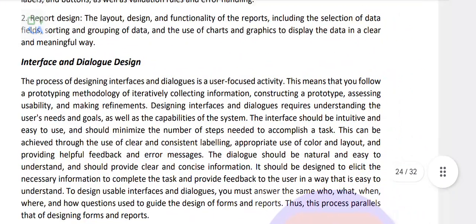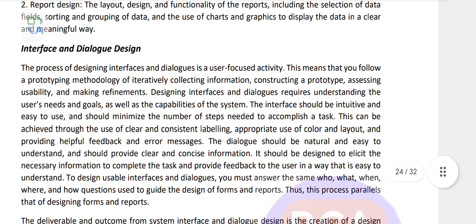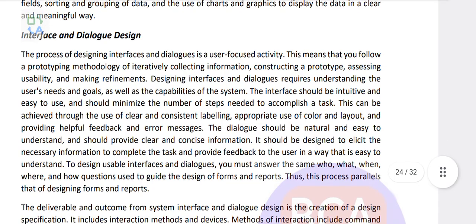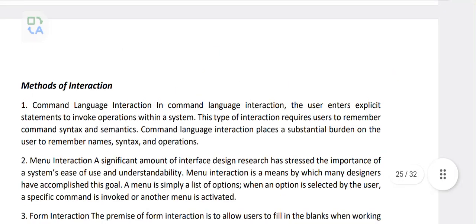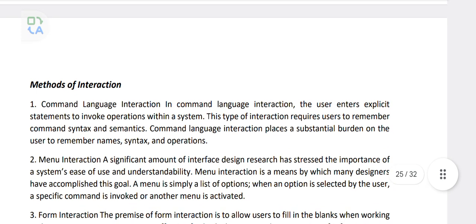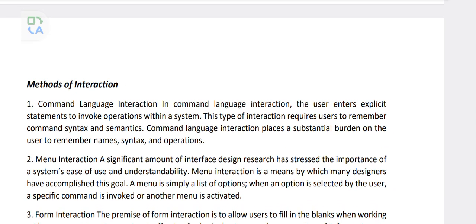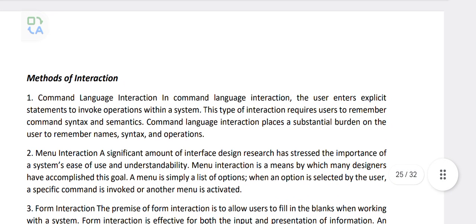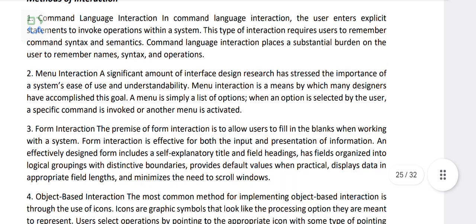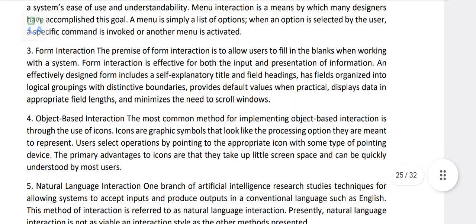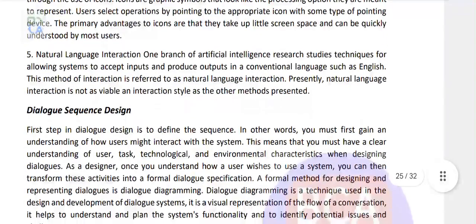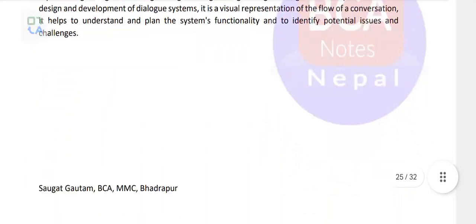Interface and dialog design. The process of designing the interface and dialog is user focused. Methods of interaction: command language interaction, in which the user enters explicit statements and invokes commands; menu interaction; form interaction; object-based interaction; natural language. Dialog sequence design.